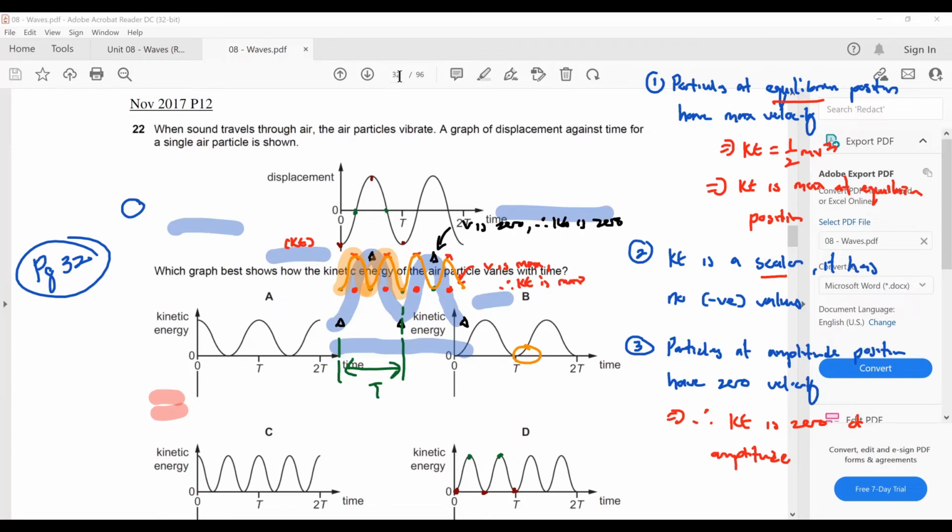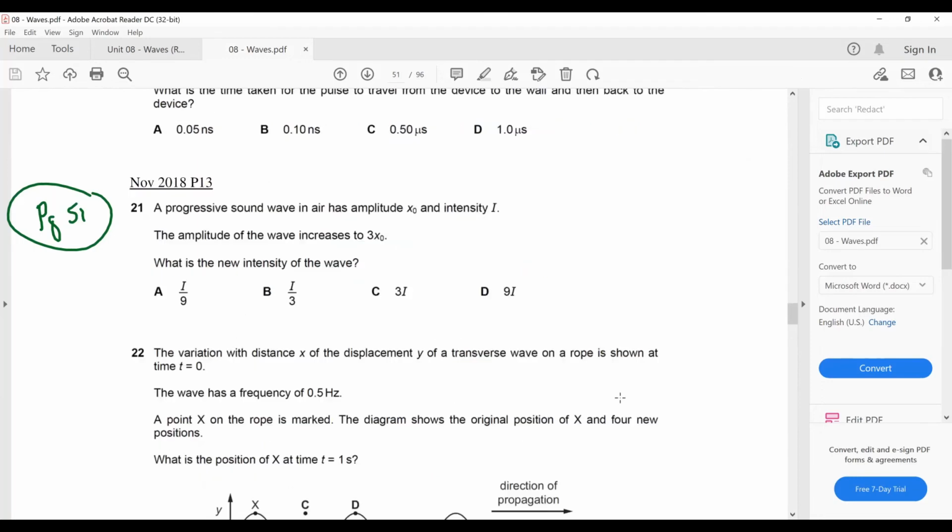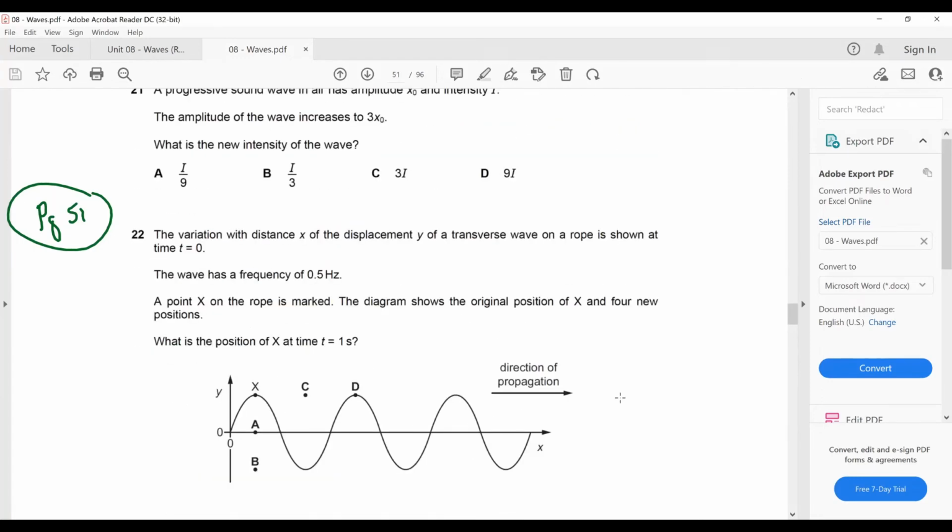Okay, then after that, I move on to some other question. So I'll just clear off everything that I have here. And then we move to page 51. Let me have a look at page 51 first. Okay. Page 51, question 22 also.